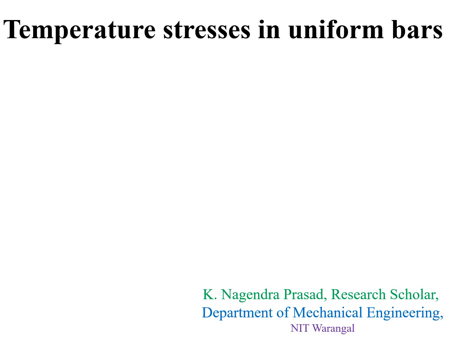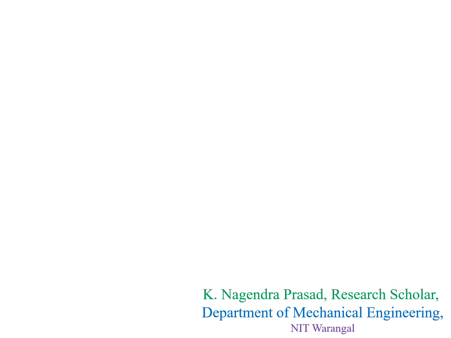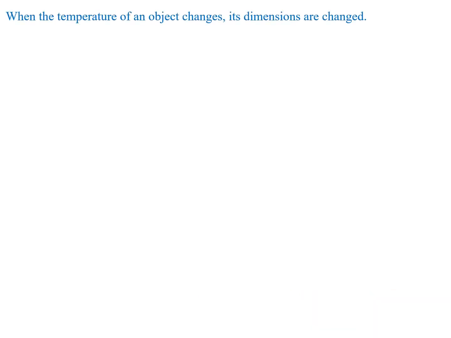Hello everyone. In this lecture, I will discuss the temperature stresses in uniform bars. When the temperature of an object changes, its dimensions change. Let us consider initially the temperature of the object is 100 degrees, and after some time the temperature of the object is increased to 150 degrees centigrade. So here the temperature is changed from 100 to 150 degrees centigrade. Then the object is expanded. So if the temperature of an object is changed, its dimensions also change.